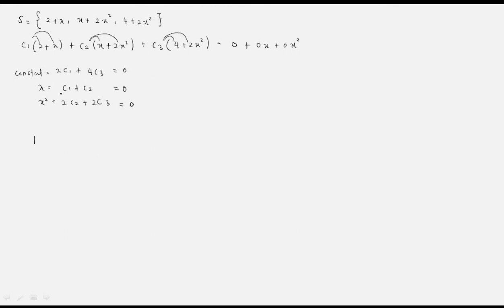Okay, 2c1 plus 4c3, so we don't have c2: 2, 0, 4. C1, C2, we don't have C3: 1, 1, 0. And from the last line, 2C2 plus 2C3, so we don't have C1: 0, 2, 2. Since we have a square matrix here, a 3 by 3 matrix, we can solve this by finding the determinant.